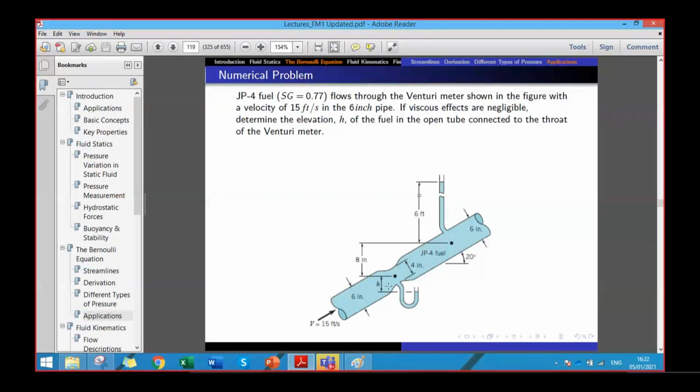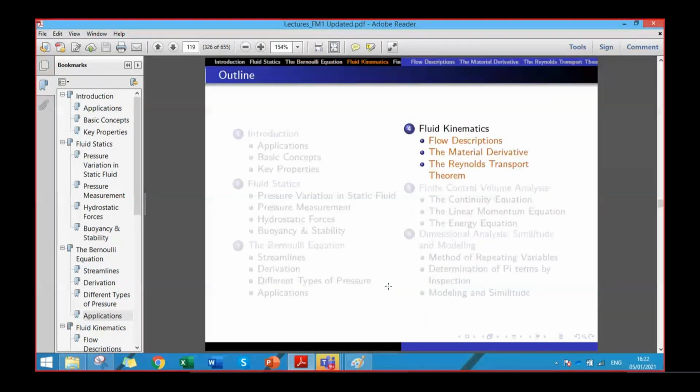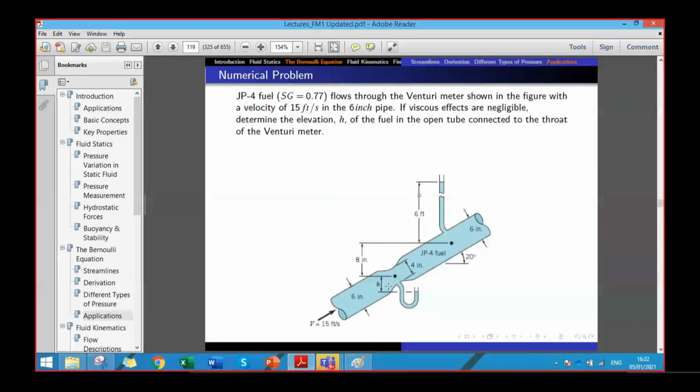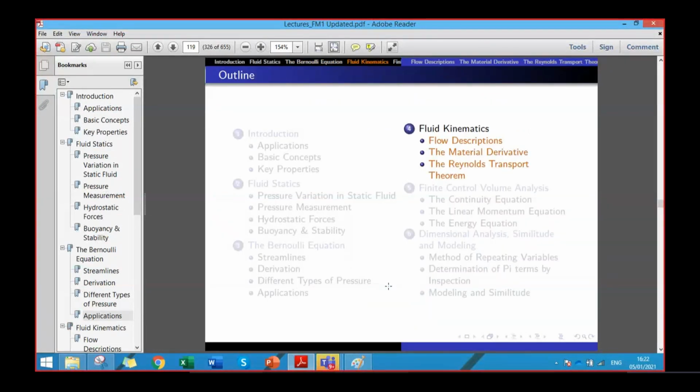With this, your chapter number 3 ends. We have completed chapter number 3, and now we'll be moving on to chapter number 4. Chapter number 4 is basically related to fluid kinematics, and it is the advanced description of fluid kinematics. So we'll be discussing different flow descriptions in this chapter. We'll discuss the material derivative. We'll discuss the Reynolds transport theorem, and then the continuity equation, linear momentum equation, and energy equation based on the Reynolds transport theorem, which is chapter number 5 of your book.